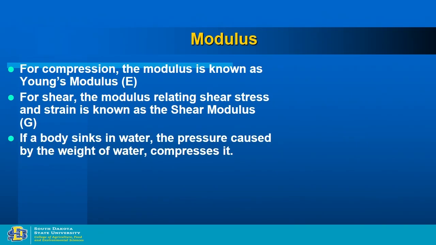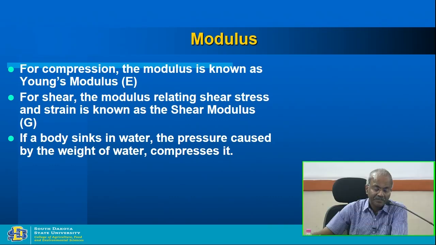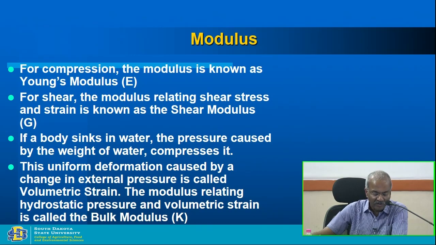And if you are sinking some body in the water, the pressure caused by the weight of the water compresses it, and that's called the bulk modulus. Uniform deformation caused by a change in external pressure is called volumetric strain. From that you can calculate the modulus relating hydrostatic pressure, or volumetric stress, over volumetric strain. This is called bulk modulus.